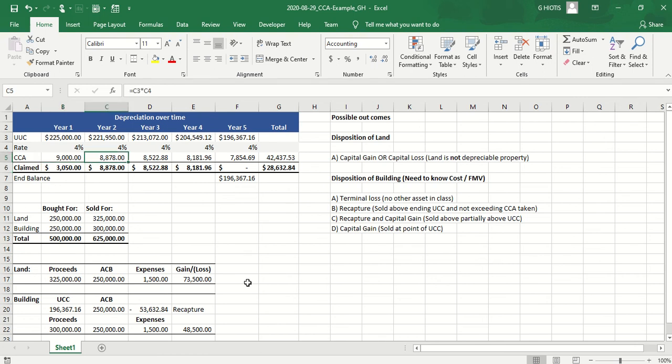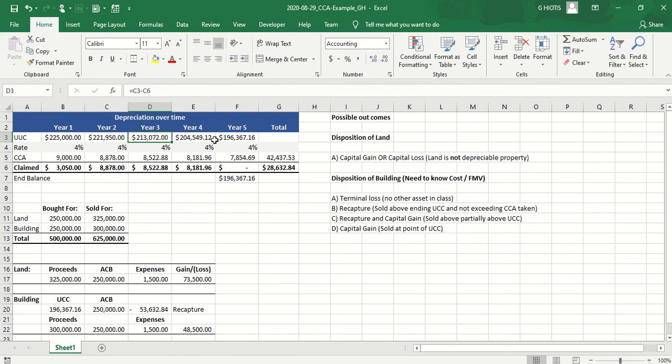So the second year comes by. I was able to claim potentially 8,878, and I claimed the full amount. The second year, it's a declining balance method. So this was my opening balance here. Subtract the 3,050, I get 221,950. I claim 8,878. The following year, I subtract the CCA I claimed in the previous year, and now my balance is 213,072, and so on and so on.